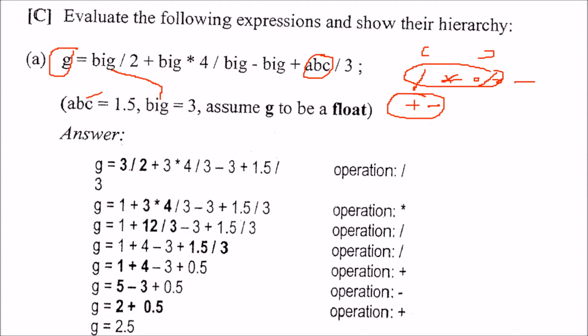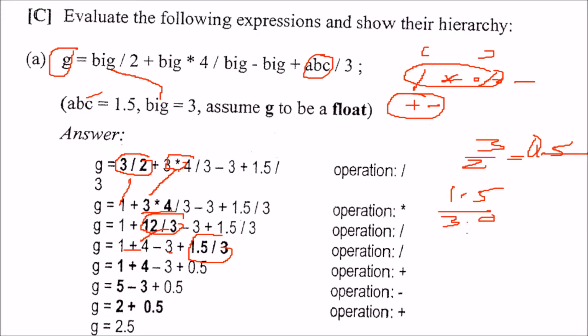So let us start. We have placed the values. First 3 by 2 will be done, and because these two are integers, 3 by 2 is 1.5, only 1 will be taken, 0.5 will be discarded. Then 1 plus, we have 3 into 4. First this will be done, 3 into 4 is 12, then 12 by 3, that is 4. Then 1.5 by 3, because the division operator has the higher precedence. We know that 1.5 by 3 means 1.5 by 3.0, that will be 0.5.